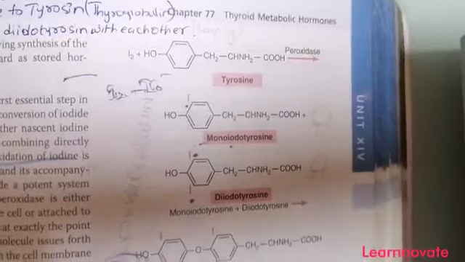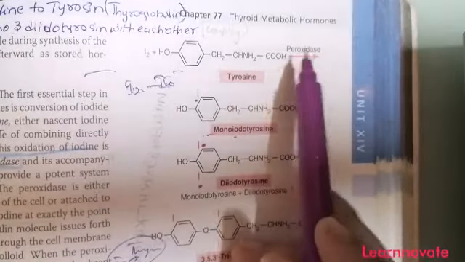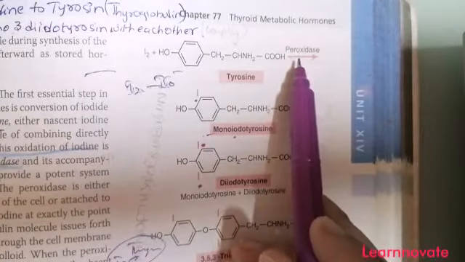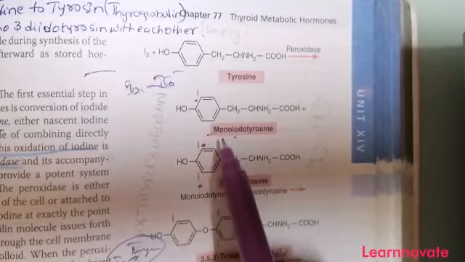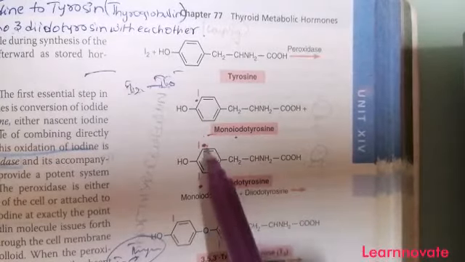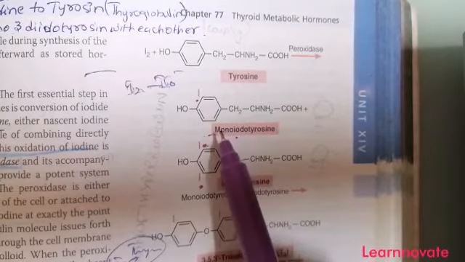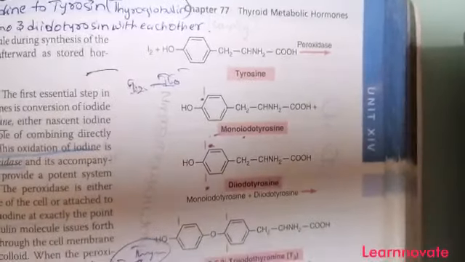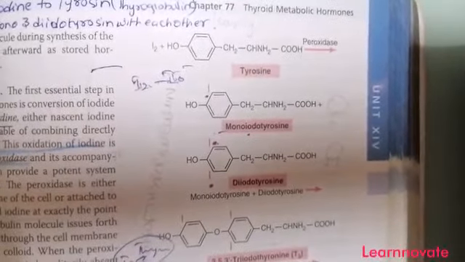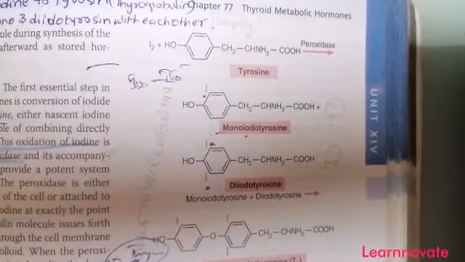Guys, here you can see this is a tyrosine residue present in the thyroglobulin molecule. In the presence of peroxidase enzyme, the iodine combines with this tyrosine chain and forms the monoiodotyrosine. When two iodines combine, it forms the diiodotyrosine. When the monoiodotyrosine combines with the diiodotyrosine, there will be formation of the triiodothyronine, that is T3. And if two molecules of the diiodotyrosine are combined, there will be formation of T4.